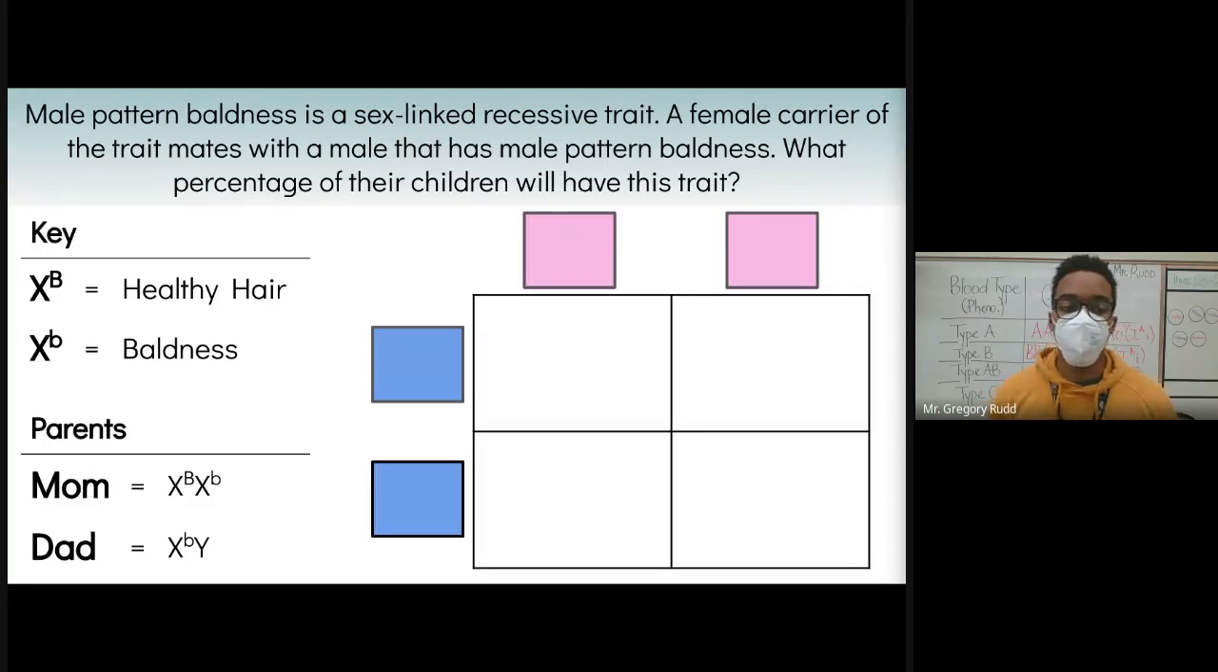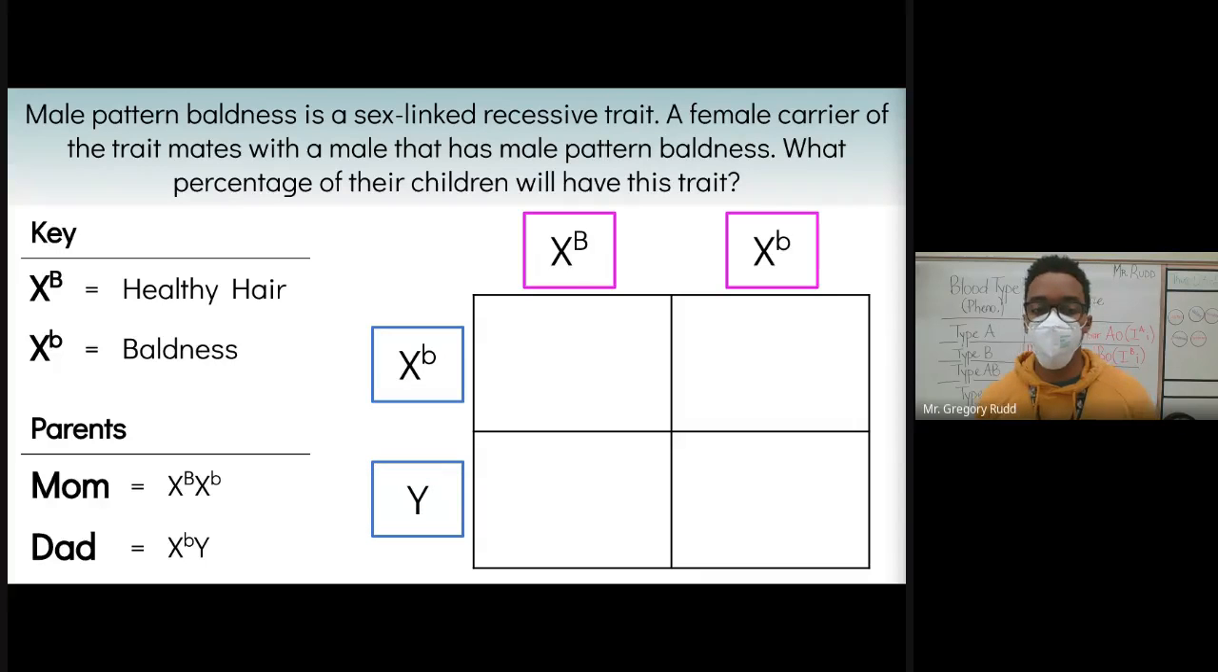I'm going to choose to put the female genotype on top and the male genotype on the left. I don't mean to imply anything with the colors pink and blue. Of course, males can wear pink and females can obviously wear blue, so nothing to imply there. X capital B, X lowercase b, that is the mom. X lowercase b, Y, that is the dad. All right. So again, I've got 4 people here with me. They're going to help me fill out this Punnett square.